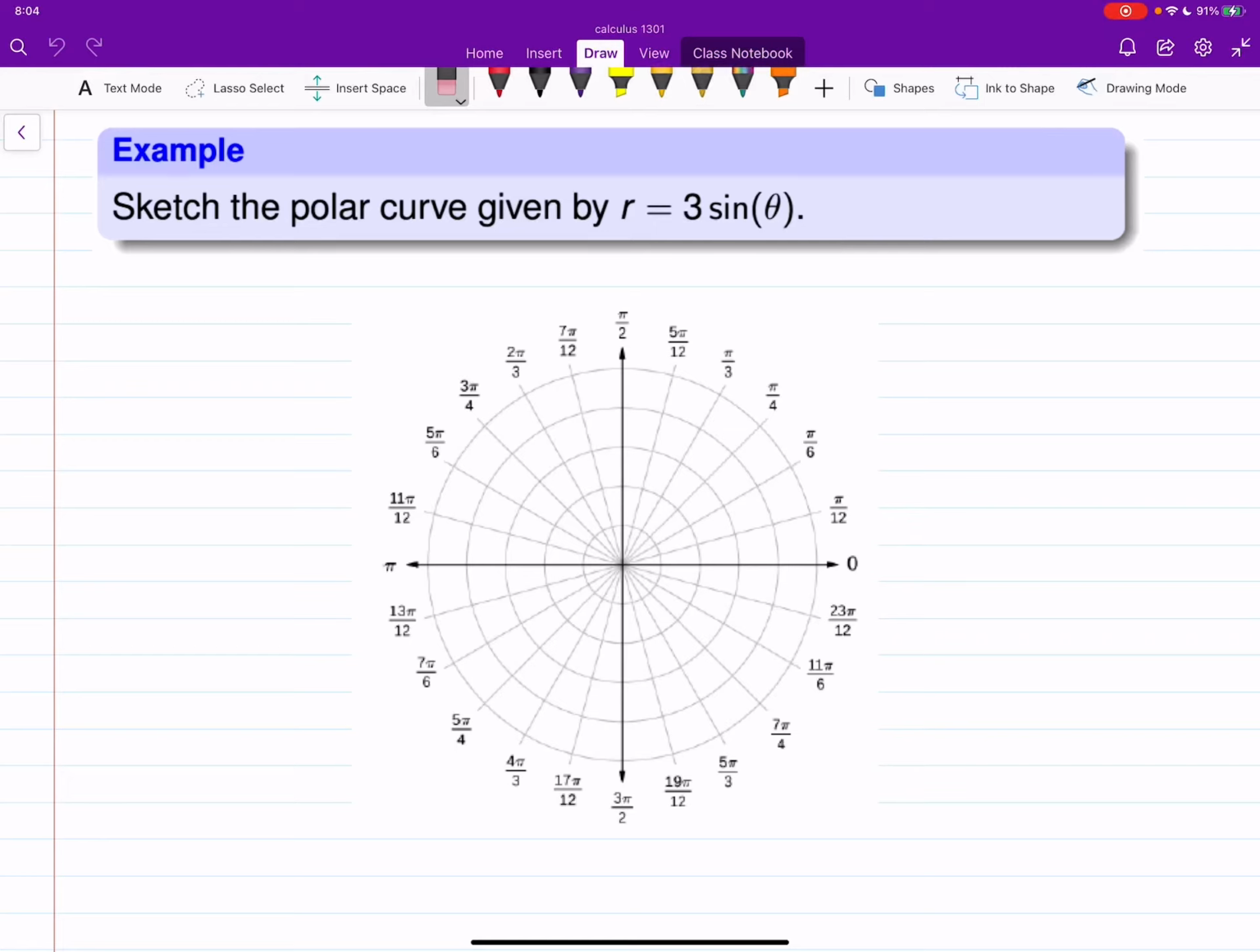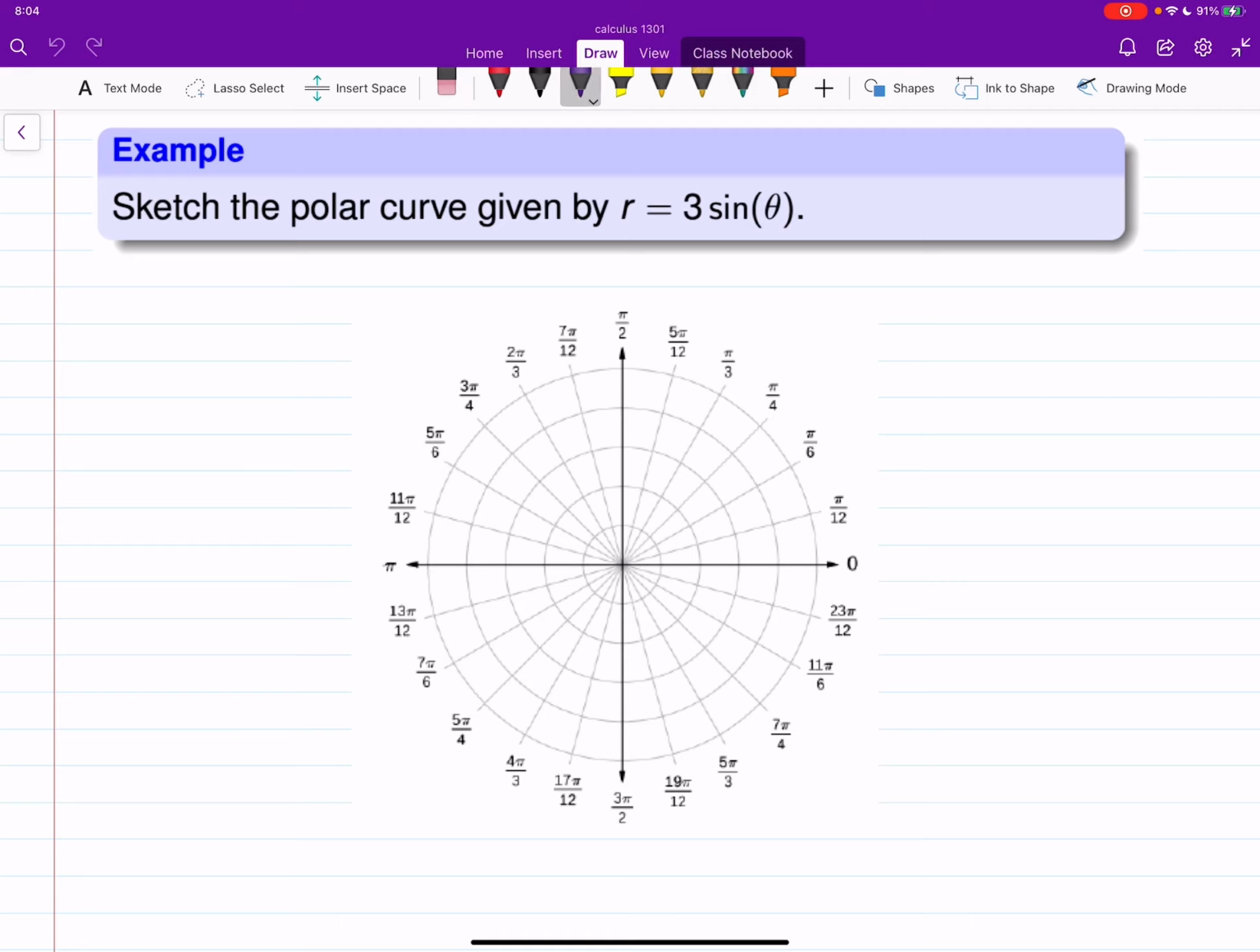Hello everyone. In this video we will study circles as polar curves. Let me start with one example. Sketch the polar curve given by r equals 3 sine theta.